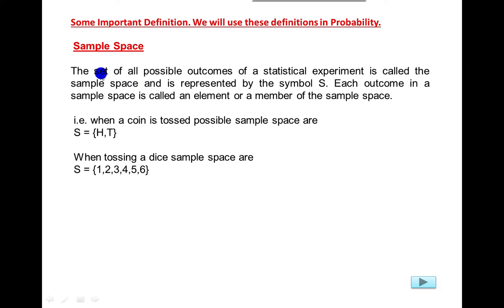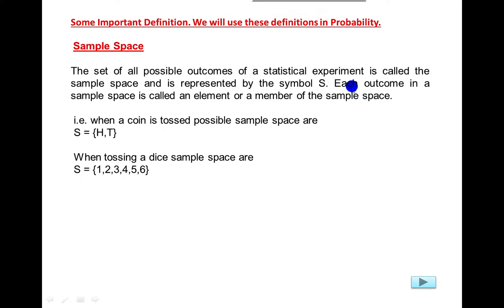Set. You have used this term in mathematics. Set. Possible outcomes means all possible results of any experiment, any procedure or statistical experiment, is called the sample space, and is represented by the symbol S. You have used the symbol S for standard deviation also. This is a capital S.